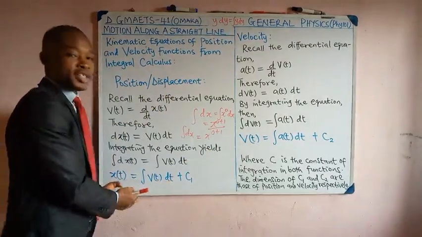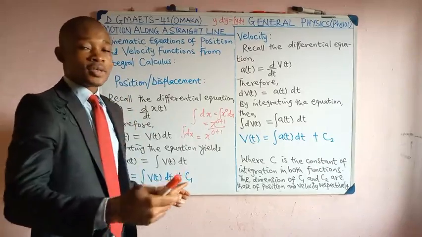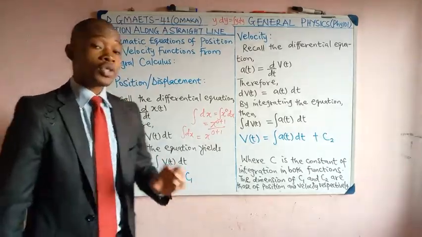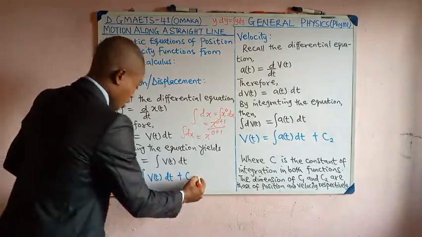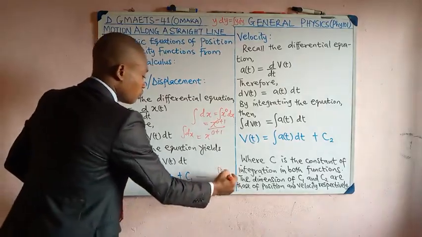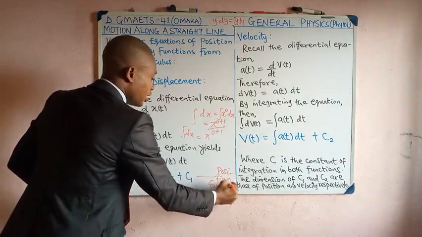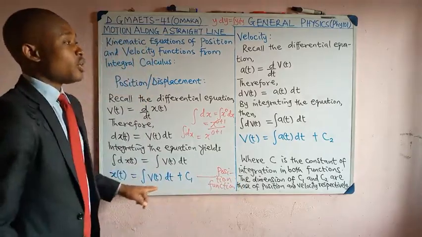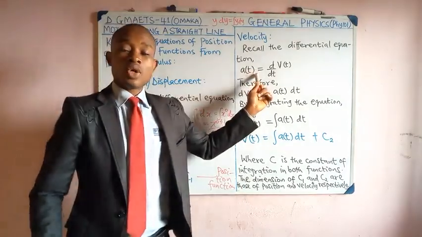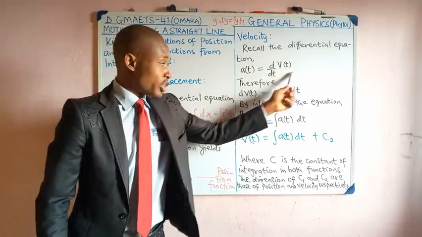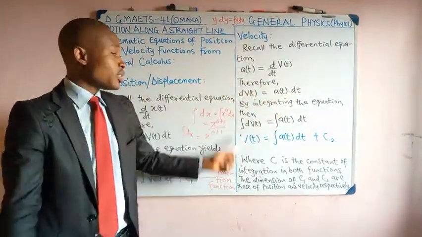Once you are done integrating, for an indefinite integral, you put plus c. So I'm going to use plus c1 here. This c is called the constant of integration. So this is actually our position function, which has been obtained from integrating our velocity function. The same thing goes for velocity. To obtain velocity from acceleration, we know this differential equation. So if we cross multiply, we have this, then integrate both sides.